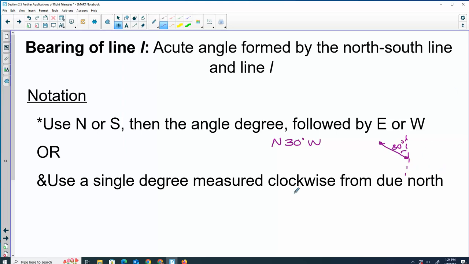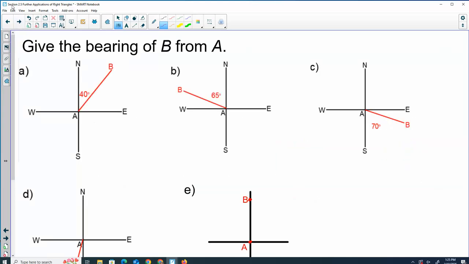The other notation is a single degree measure from due north going clockwise. So in this one, if I were talking about clockwise from due north, that's saying if I started here, how many degrees would I have to travel to get to this point? 330. So you could see 330 degrees. If it's just a degree measure, that is from due north clockwise, how far you would have to go.